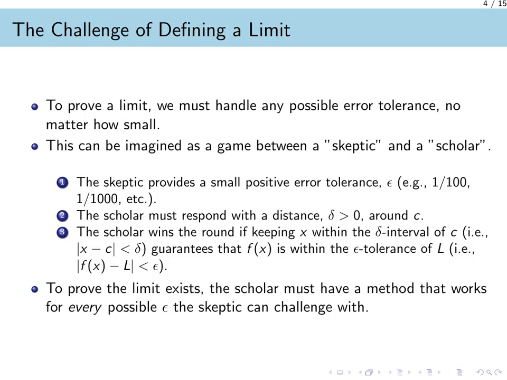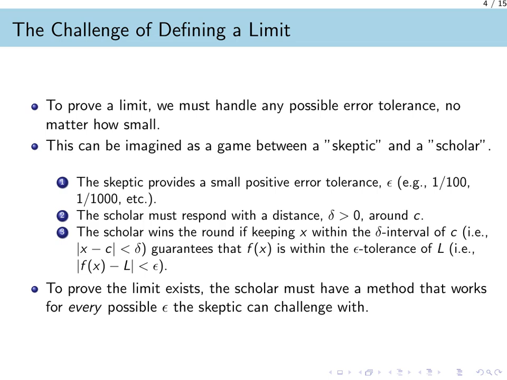To make the idea of a limit rigorous, we need a method that can handle any error tolerance, no matter how small. We can think of this as a game between a skeptic and a scholar. First, the skeptic challenges us by providing a small, positive error tolerance, which we call epsilon. This sets a target range for our function's output around the limit L. Our job as the scholar is to respond with a positive distance, which we call delta, around the input value c. We win the round if keeping our input x within this delta distance of c guarantees that the function's output, f of x, stays within the epsilon tolerance of L.